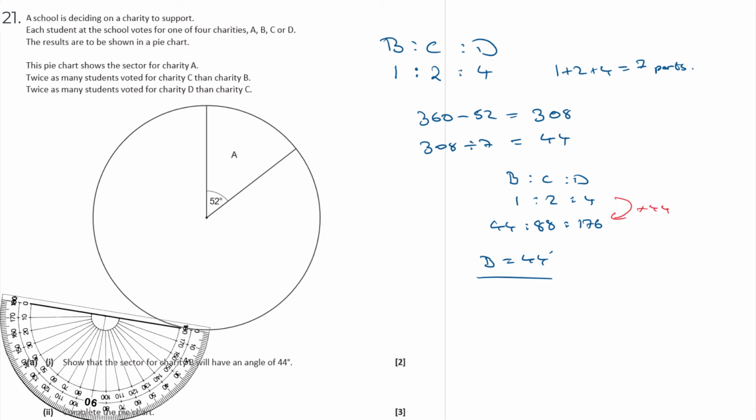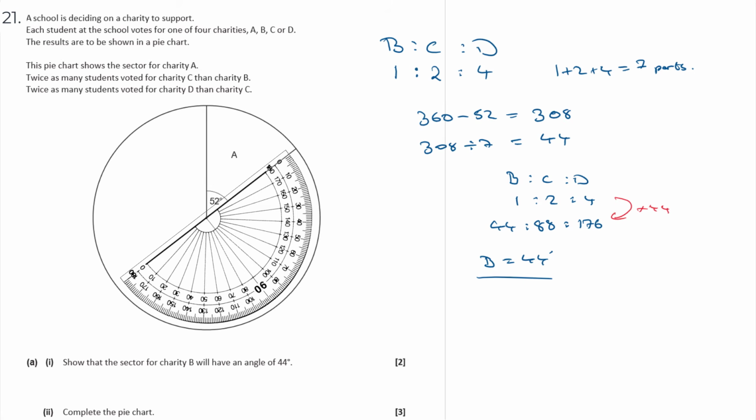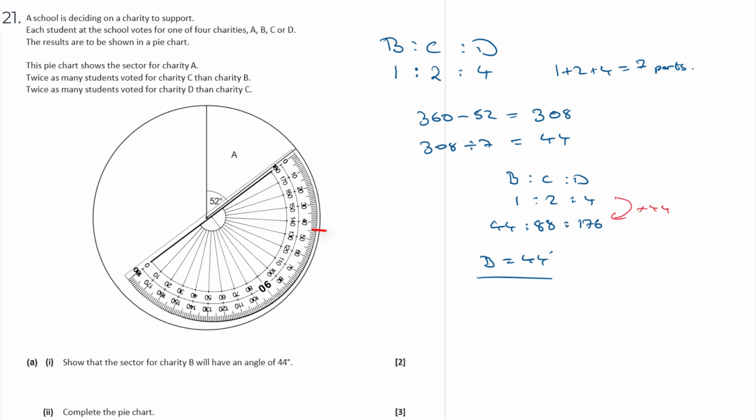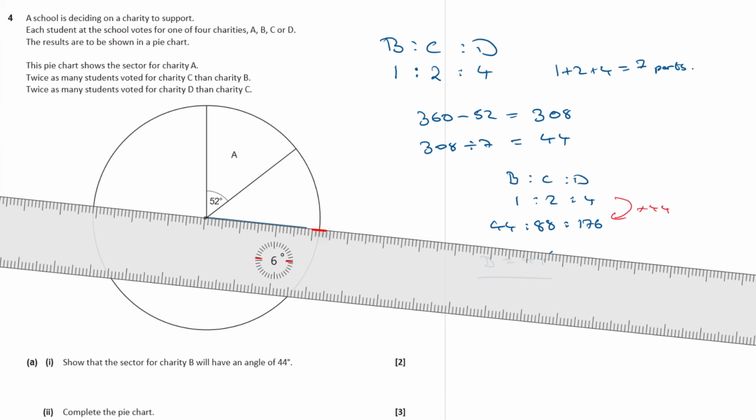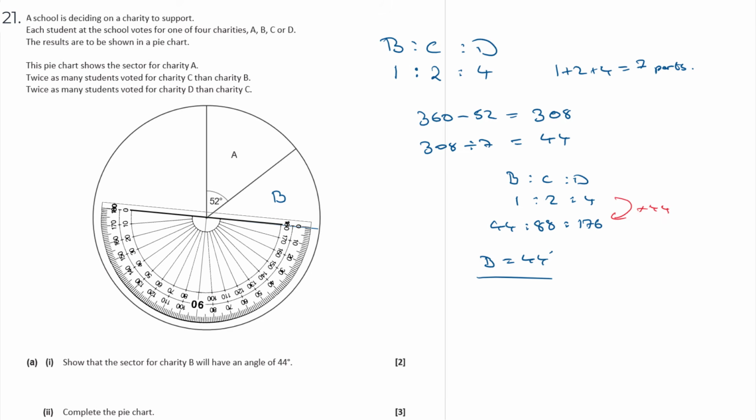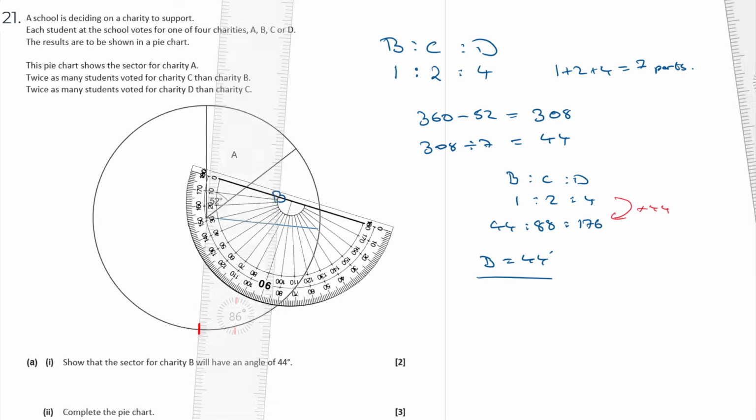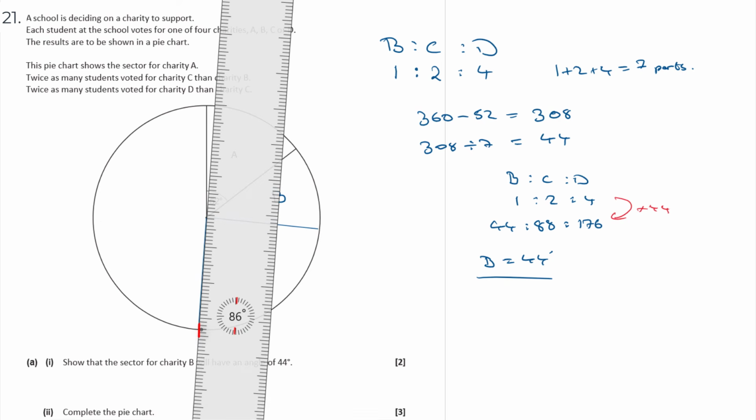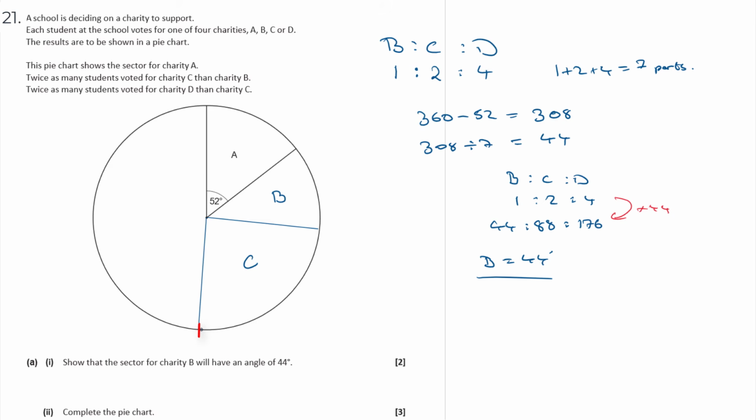So you need to lay your protractor along the lower arm of angle A, count round to 44 degrees, do a little mark, and then remove the protractor, and then use your ruler to draw the line in. So that's my angle for B. So that's section B. And then my next angle is 88 that I need to draw on. So again, I'm going to put the protractor on the lower arm of B and count round 88 and then draw a mark. So that's C. And then finally, the last one kind of draws itself, doesn't it? That's 176. So that's my D section there.